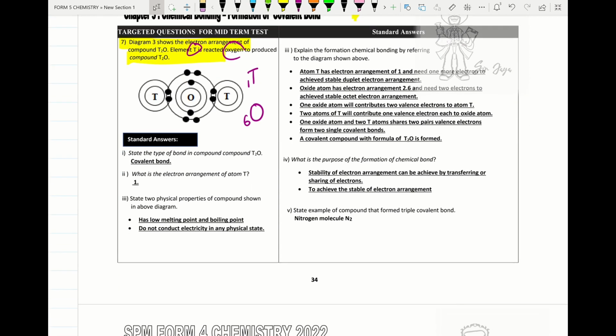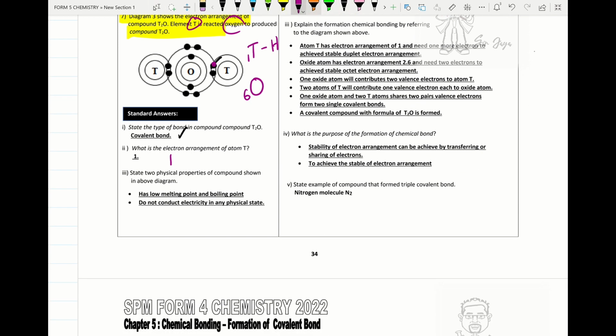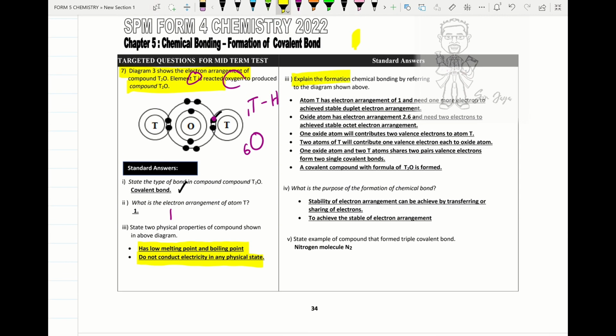Alright, so the type of bonding formed. Element T is most likely hydrogen, a non-metal, and oxygen is a non-metal, so the type of bonding formed is covalent bond. The electron arrangement of atom T has only 1 valence electron. Alright, so state 2 physical properties of this compound formed. They have low melting and boiling points, and do not conduct electricity in any physical state. Alright, now we go for question number 3.